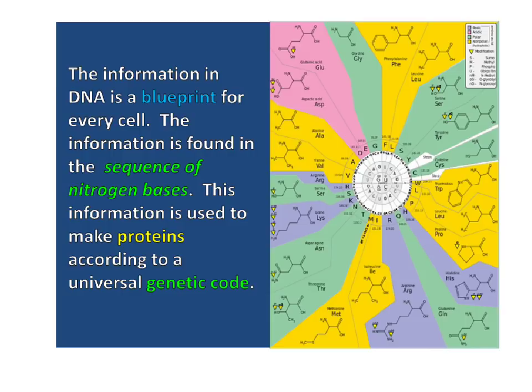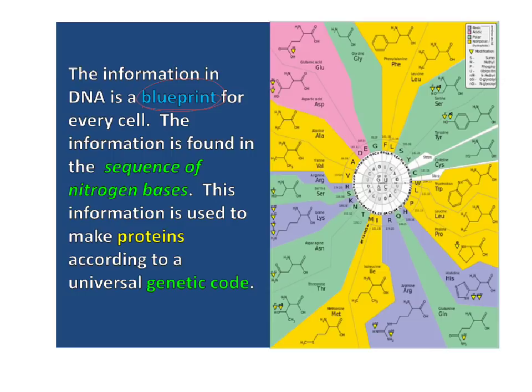The information in DNA is a blueprint for every cell. So what's a blueprint? You may not have heard that word before. A blueprint is a plan. If an architect makes a blueprint for a building, it means he or she is making a plan for the entire building. DNA is the information. It's the plan for every structure in your body.